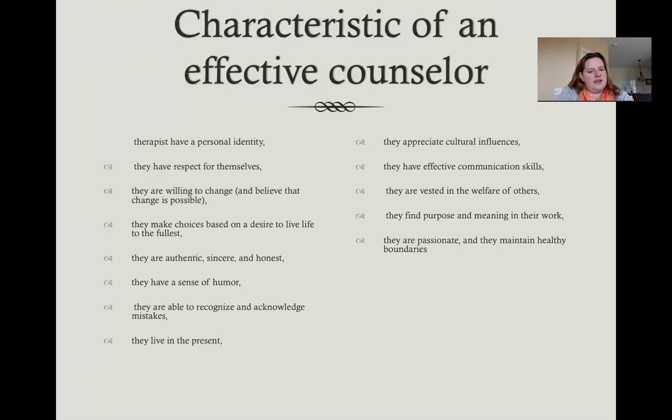Along with that is recognizing and acknowledging our mistakes. I can't tell you how many times I've made mistakes in therapy and had to go back to it and say, hey, you know what, last week I was really focused on this, but you brought an issue in and maybe I didn't attend to it as much as we should have. And I'm sorry, I'd like to go back to that if that's important to you.